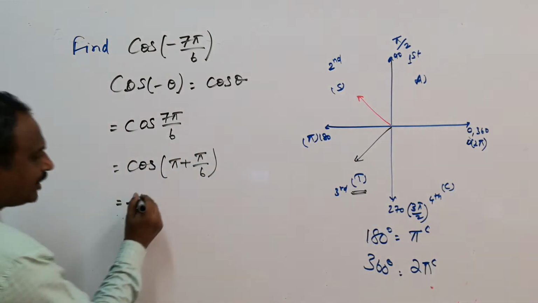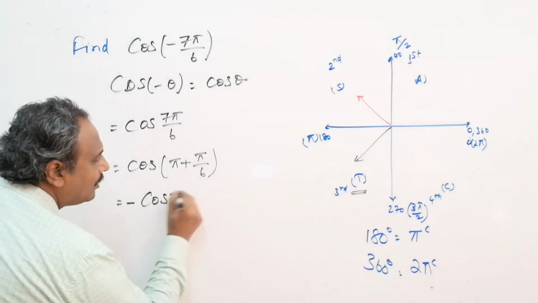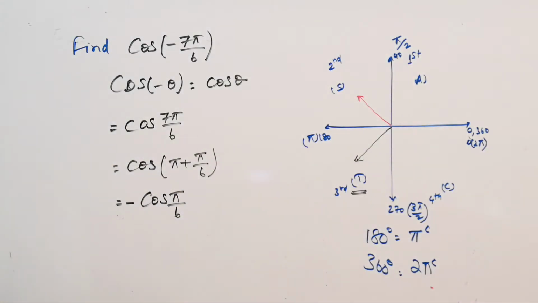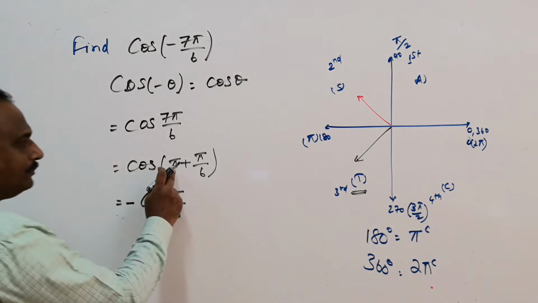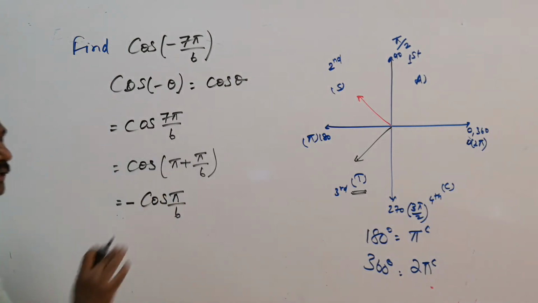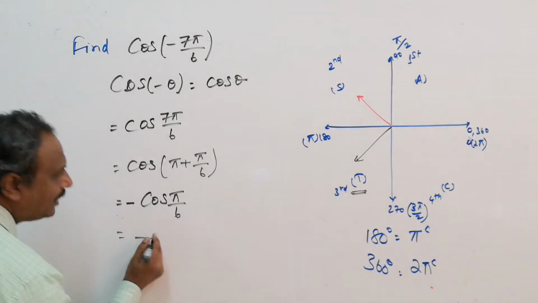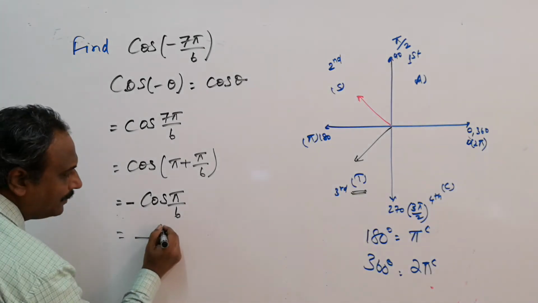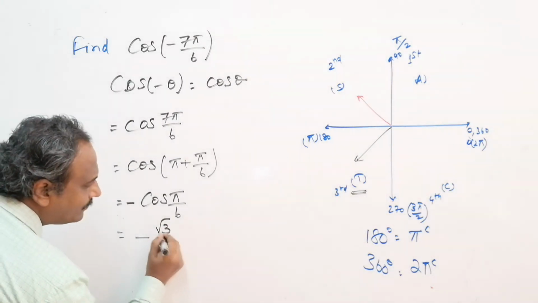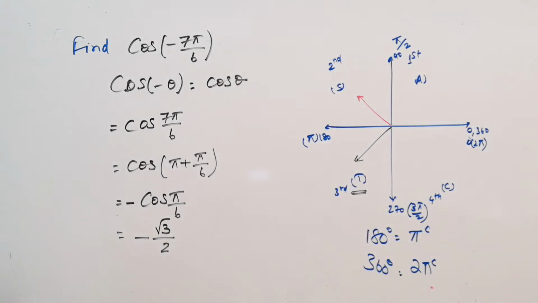the ratio will not change. So this will be the same, cos pi by 6. Why? Because when we are having 180, pi and 2 pi, the ratio will not change. So I am going to check the value. Cos pi by 6 is nothing but root 3 by 2.